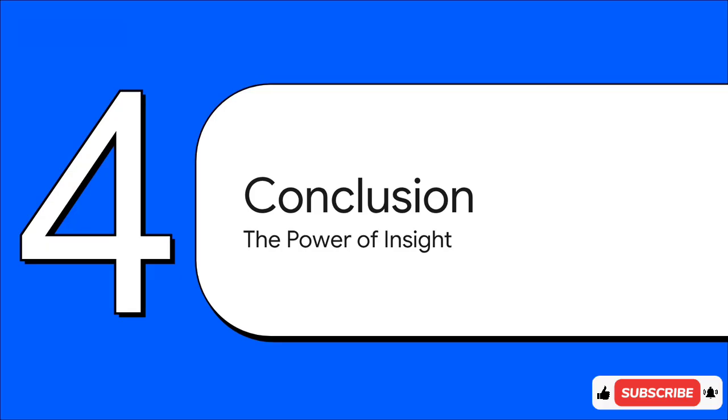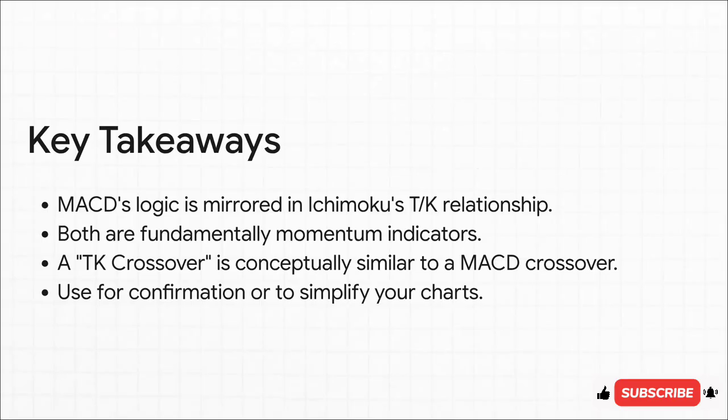Okay, so we've uncovered this link. Now what? Why does this even matter? Let's wrap this all up and see how you can actually use this knowledge to become a sharper analyst. So let's review the key takeaways. First, the logic behind MACD and the relationship between the Tenkan-sen and Kijun-sen are essentially twins. Second, they're both, at the end of the day, tools for measuring momentum. Third, a MACD crossover and a TK crossover are telling the same story.